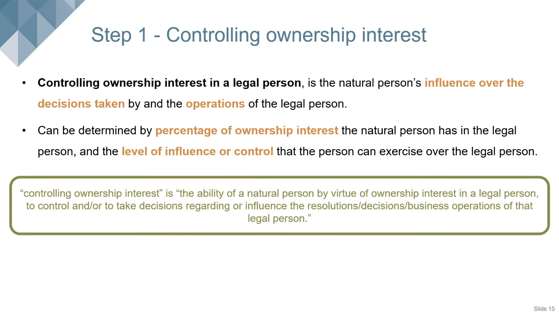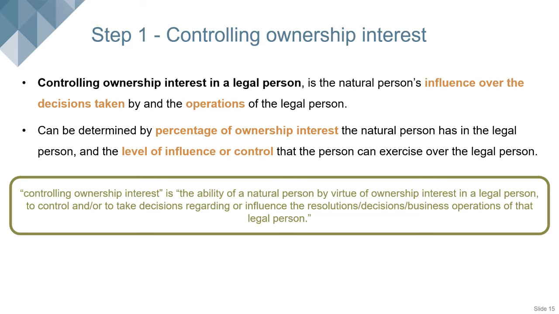So step 1 looks at controlling ownership interest. So this is the natural person who through their controlling ownership interest in the legal person exercises influence over the decisions taken by the legal person and over the operations of the legal person. It can be determined by the percentage of ownership interest that the natural person has in the legal person, and the level of influence or control that the person can exercise over the legal person.